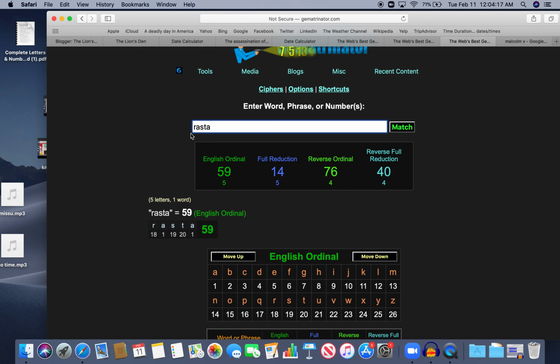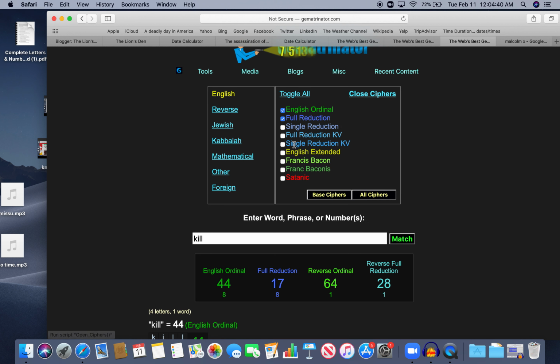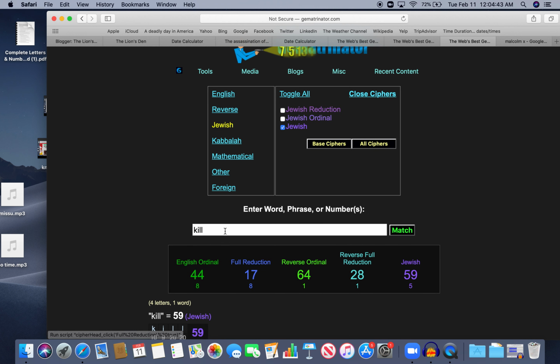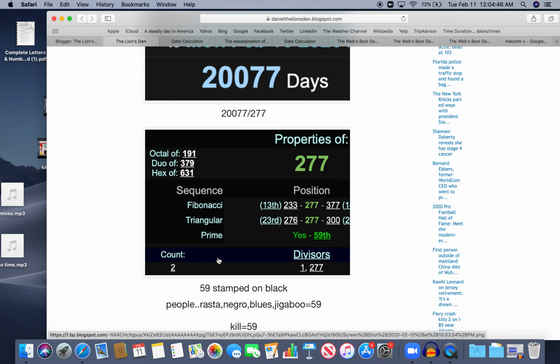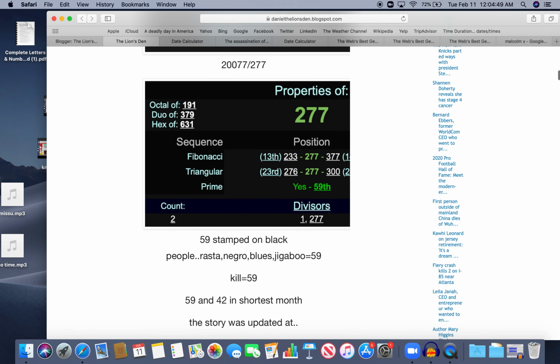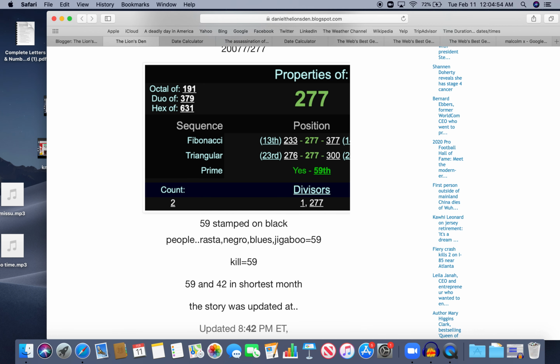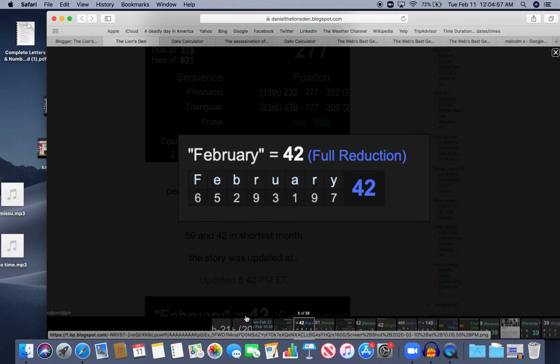Rasta, Negro, right? Blues, Jigaboo. Other things, there are other things too. 59, the 17th prime, like kill, and kill in Jewish gematria also equals 59. So 59 and 42, big numbers stamped on black people. Story was updated at 8:42, as I mentioned before. February equals 42.